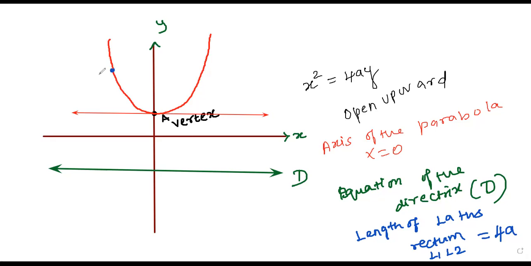Like from here, if I assume this as L1 and this as L2, and maybe I'll draw, this will be the length of the latus rectum. I'll equate this to 4a. And you also have the coordinates for L1 and L2. And what is this L1? This L1 is nothing but minus 2a comma a. This L2 is 2a comma a.